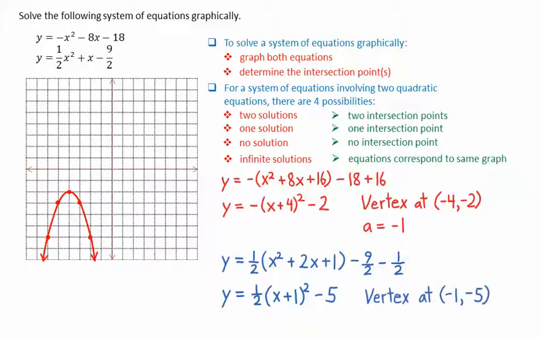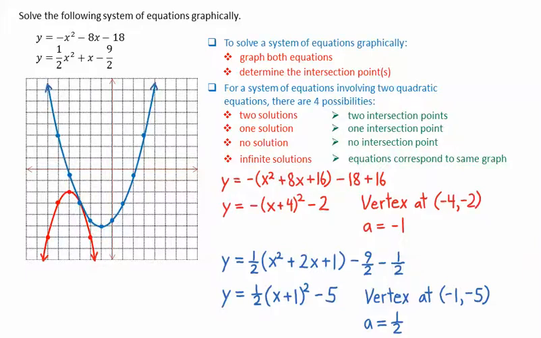This then corresponds to a vertex at negative 1 comma negative 5. And in this case, the a is equal to 1/2. This means that from the vertex, as we move right or left 1, we move up by 1/2. If we go right or left by 2 from the vertex, we go up by 2. Right or left by 3, we go up 4.5. And right or left by 4 from the vertex, we go up by 8.